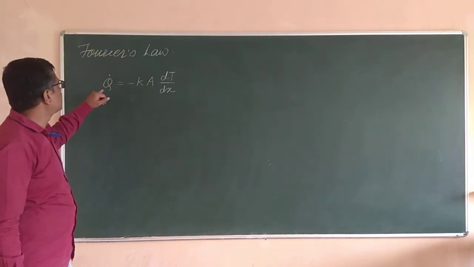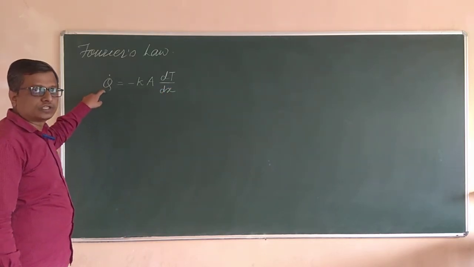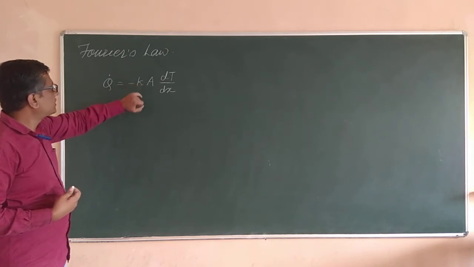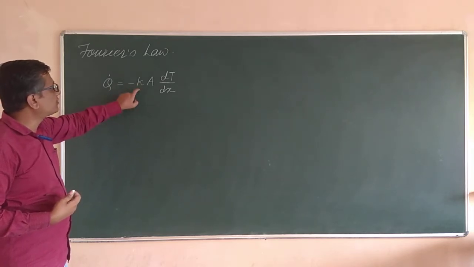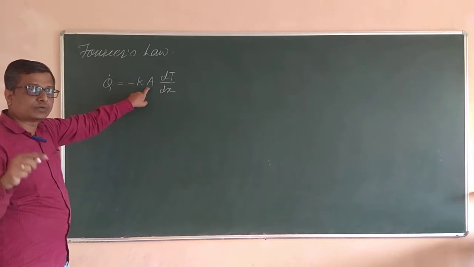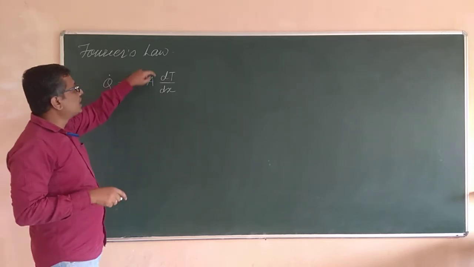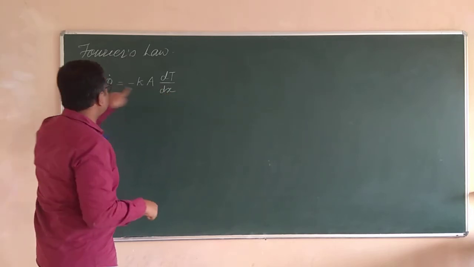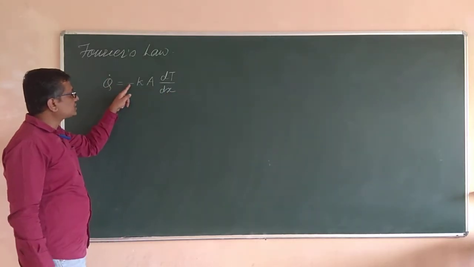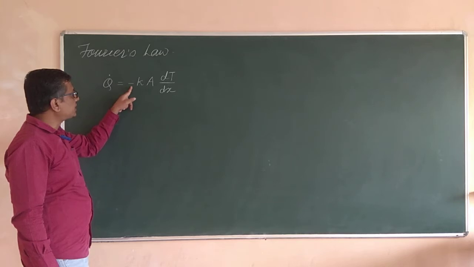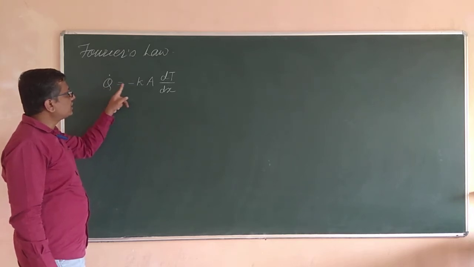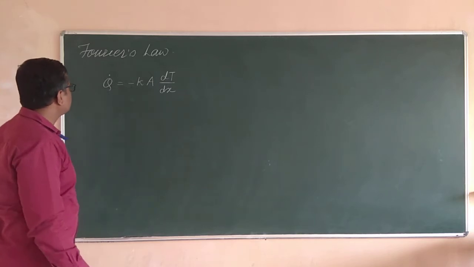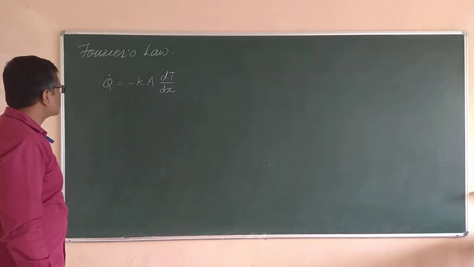I think you know what these terms are. This Q dot is the rate of transfer of heat expressed in terms of joule per second. K is the thermal conductivity of that material. A is the area normal to the direction of flow of heat, and dT by dx is the temperature gradient in that direction, in whatever direction the heat is flowing. This negative sign is there because it indicates that the heat is flowing in the direction of decreasing temperature. So that's Fourier's law.